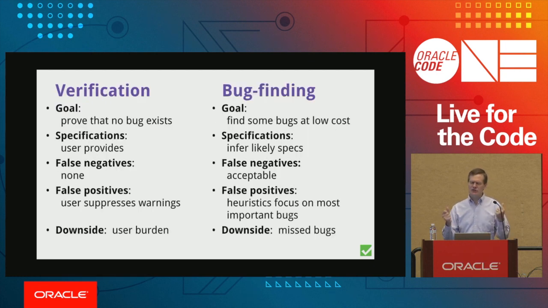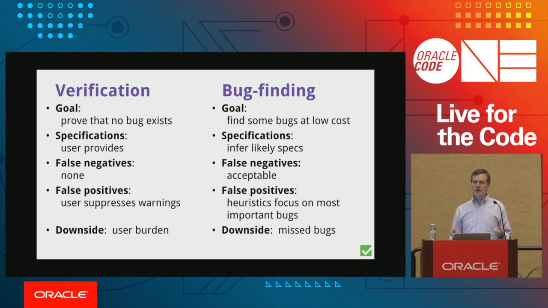I want to contrast two different approaches that are both valuable. One is a verification approach, and the other is a bug finding approach. The checker framework is on the left. The checker framework is a verification approach. There are many fine bug finding approaches. The goal of verification is to prove your program is correct, prove that there's no bug of a particular property. The goal of bug finding is to catch the low-hanging fruit, find a few bugs, and don't have to do much effort to do it.